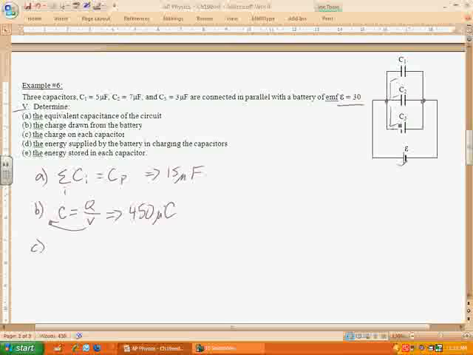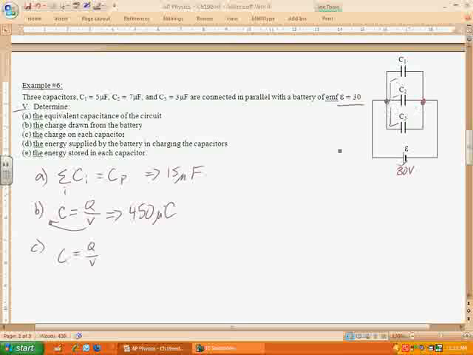For C1, it's going to be 5 microfarads is equal to the charge divided by 30. And so multiply, and we'll get 150 volts times farads will give me 150 microcoulombs. Right? Okay, let's go on to the next one. So that was Q1.